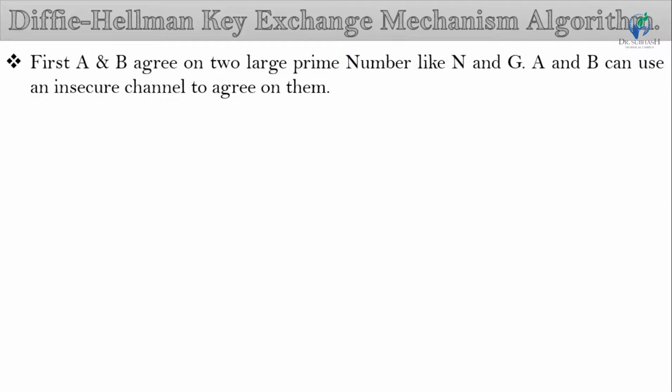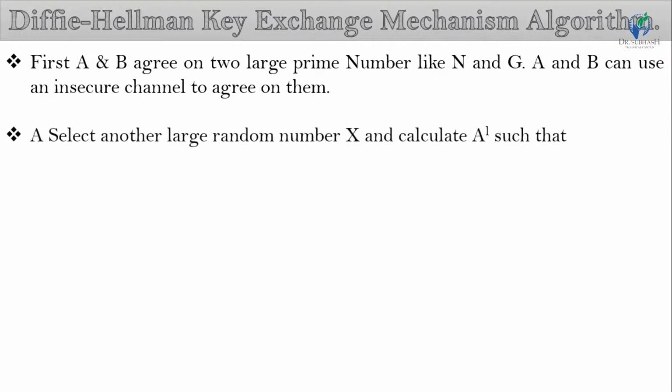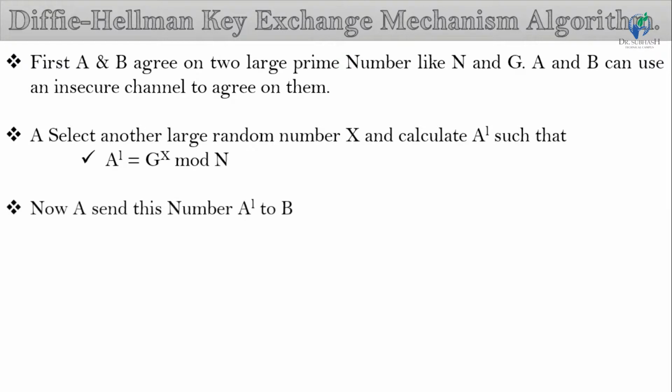These two integers need not be secret, so A and B can use an insecure channel to agree on them. Now in the next step, A selects another large random number x and calculates A dash such that A dash is equal to g raised to x mod n. Now A sends this number A dash to B.